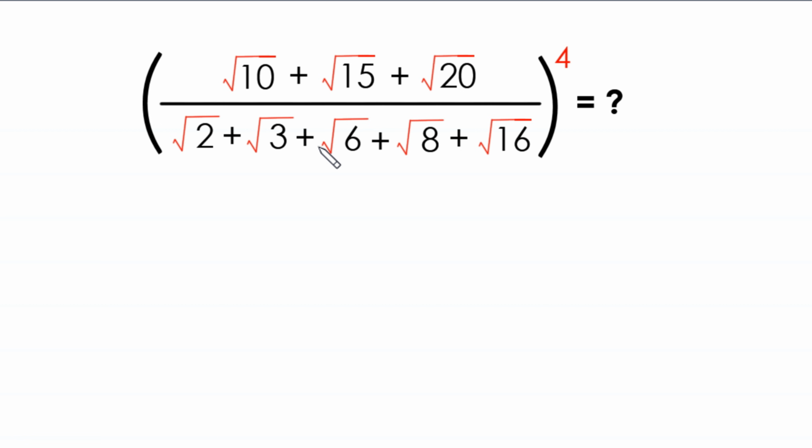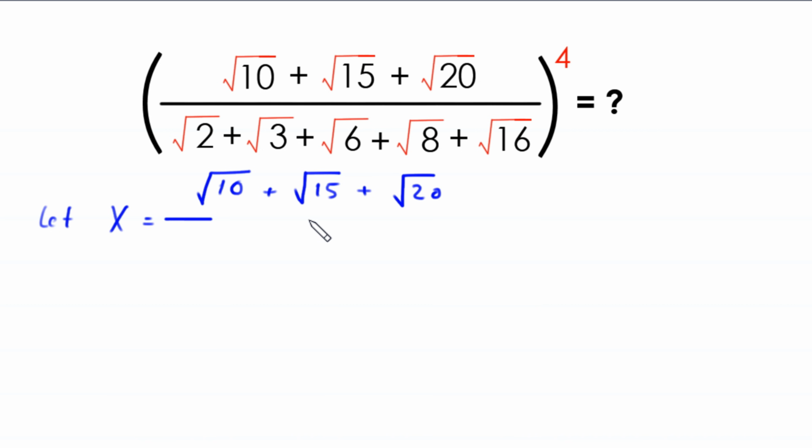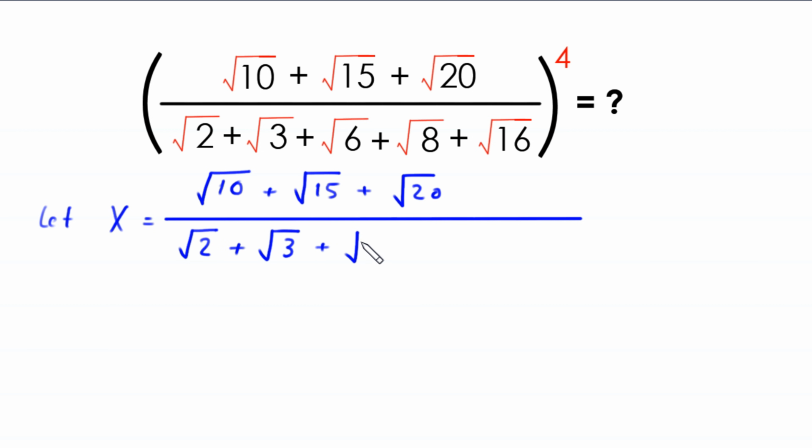So let's start. First we suppose that this expression inside parentheses is equal to x. Let x is equal to square root of 10 plus square root of 15 plus square root of 20 divided by root 2 plus root 3 plus root 6 plus root 8 plus root 16.